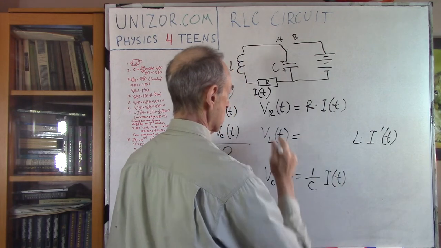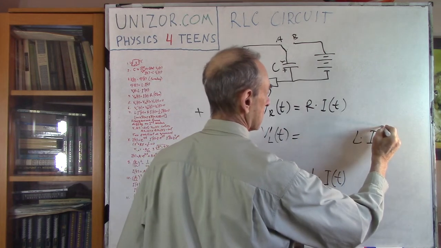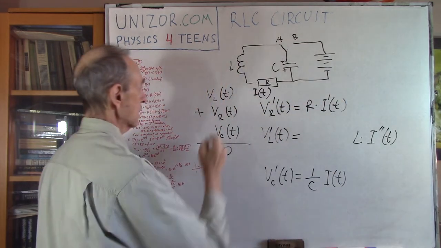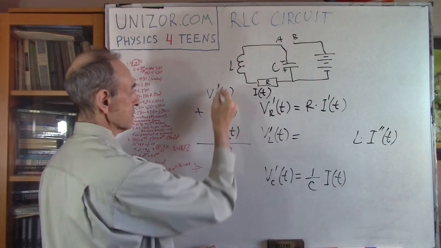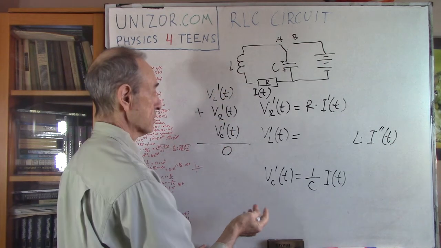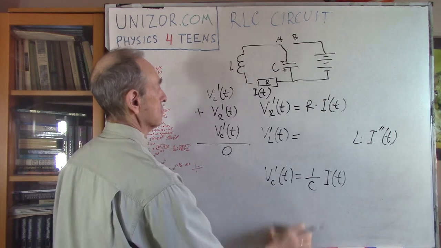I will differentiate this, and I will put second derivative. I will differentiate this, I will put first derivative, and then I can differentiate this too, because if the sum of them is equal to zero, the sum of their derivatives is also equal to zero, and that's my equation.